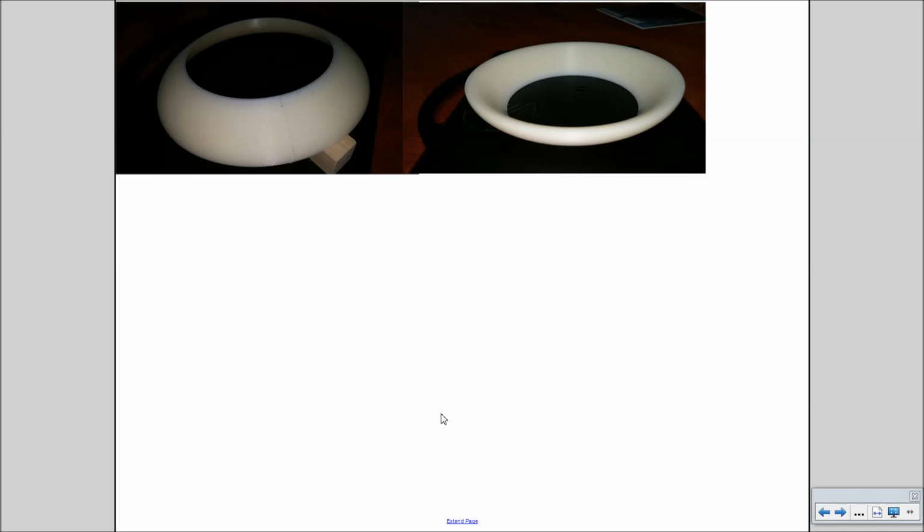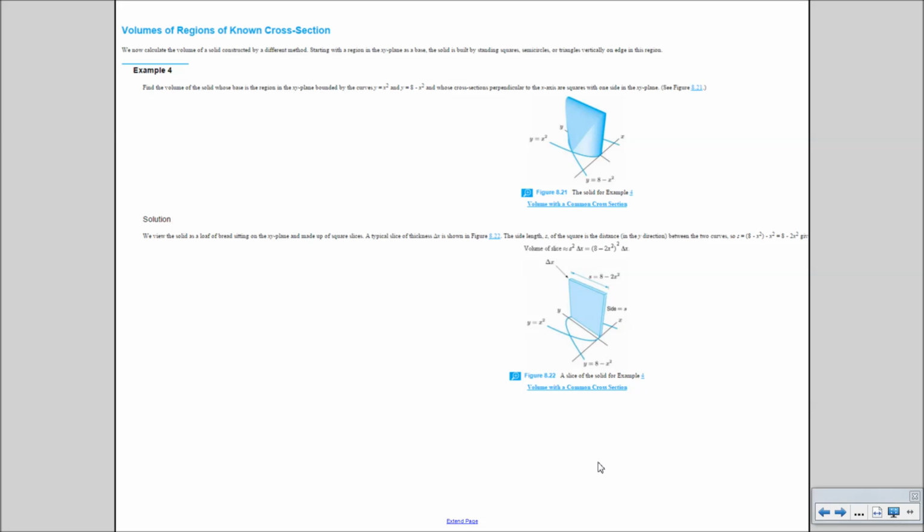As you can see, after printing, we have our three-dimensional model, which shows the outer curved surface and our linear inner surface. The final problem we'll be creating is a volume of a region of known cross-section. Here, we will generate a solid by creating a region in the xy plane between two curves. One is y equals x squared, and the other is y equals 8 minus x squared.